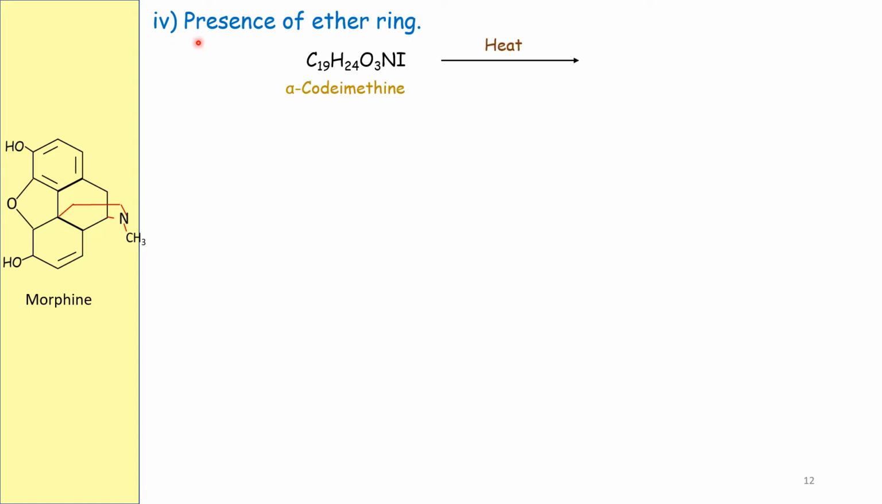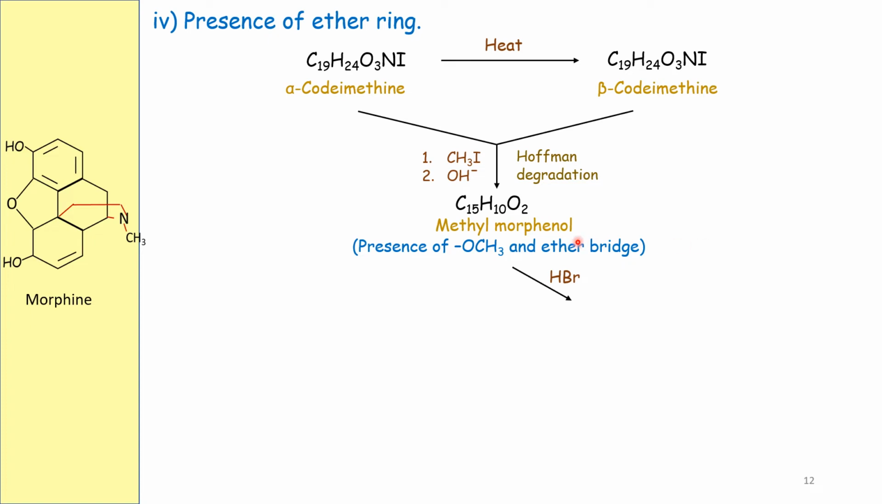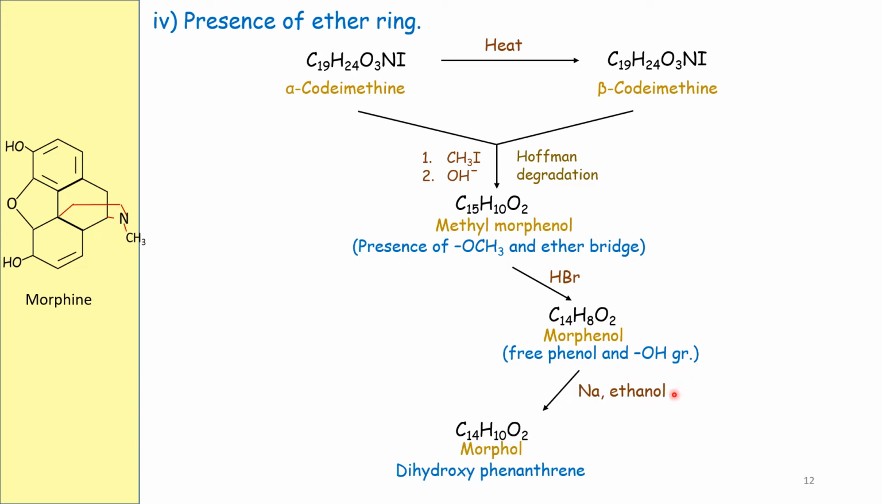The alpha-codimethine, when heated, is converted into beta-codimethine, and both alpha-codimethine and beta-codimethine upon Hofmann degradation, that is, treated with excess methyl iodide followed by hydrolysis, give the product methyl morphenol, and that methyl morphenol contains a methoxy group and an ether bridge. When methyl morphenol is treated with hydrogen bromide, morphenol is obtained, which contains a free phenol group and an OH group. And when it is treated with sodium in ethanol, we get Morphol as the product.